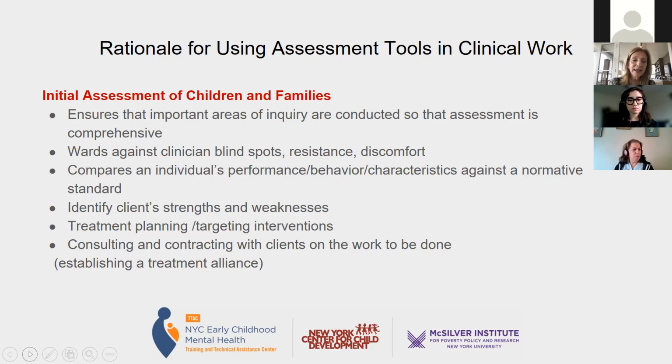But I'll also say that using assessment measures can also be a way to contract with clients about the work to be done, to establish a therapeutic alliance, as you review measures with parents and check in to see if your scoring and interpretation matches what the parent is feeling and thinking. It is a way to establish some treatment alliance around what you're going to be working on.